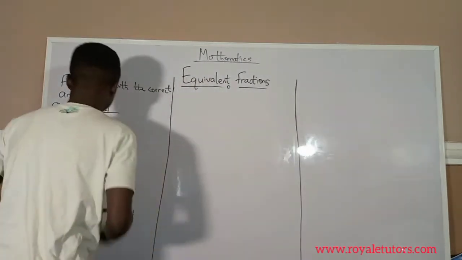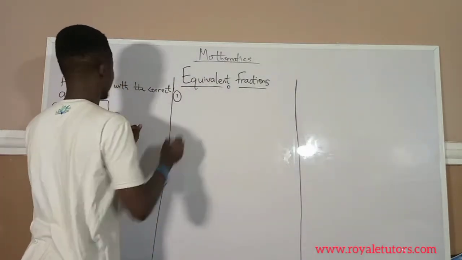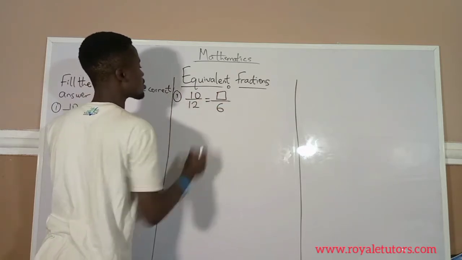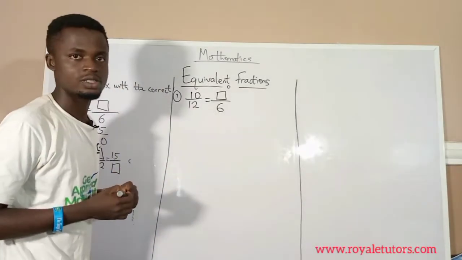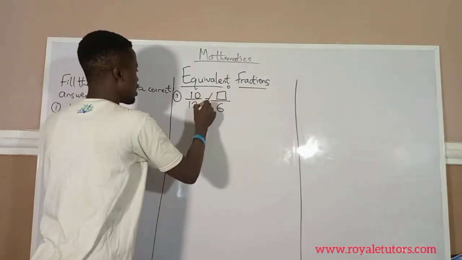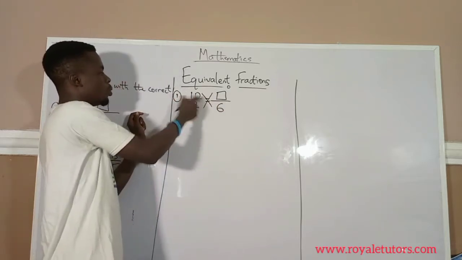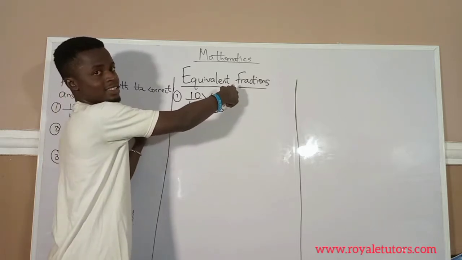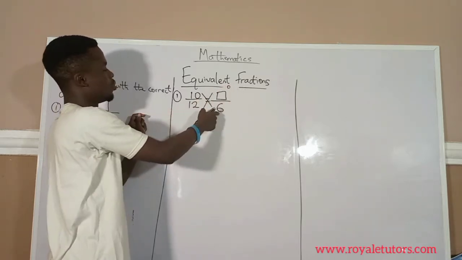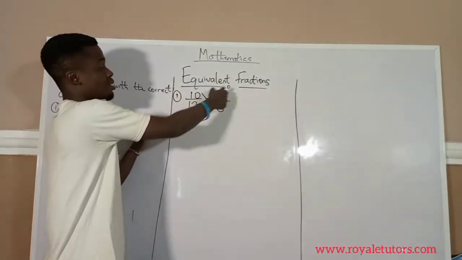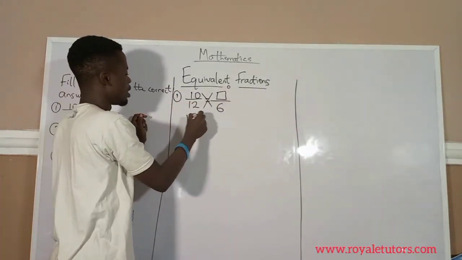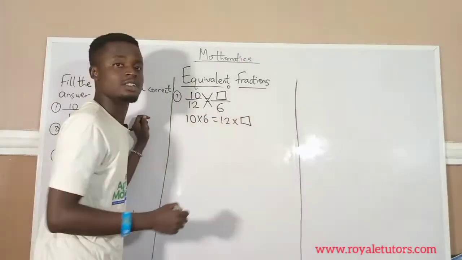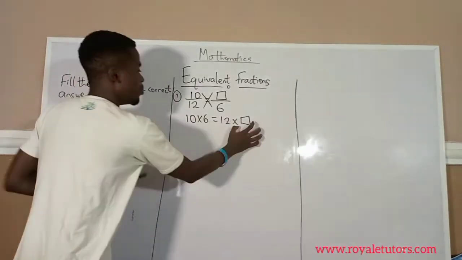Okay, so let's go. Number 1, 10 over 12 is equal to box over 6. There's something we call cross multiplication. Sometimes we symbolize it like this. So this one will multiply this, and it will be the same as this one multiplying this. I will take it again. This one will multiply this, and it's the same thing as this one multiplying this. So you have 10 multiplied by 6 is the same thing as 12 multiplying the box that we have there. But we are finding the box, so let's just leave the box on this side.